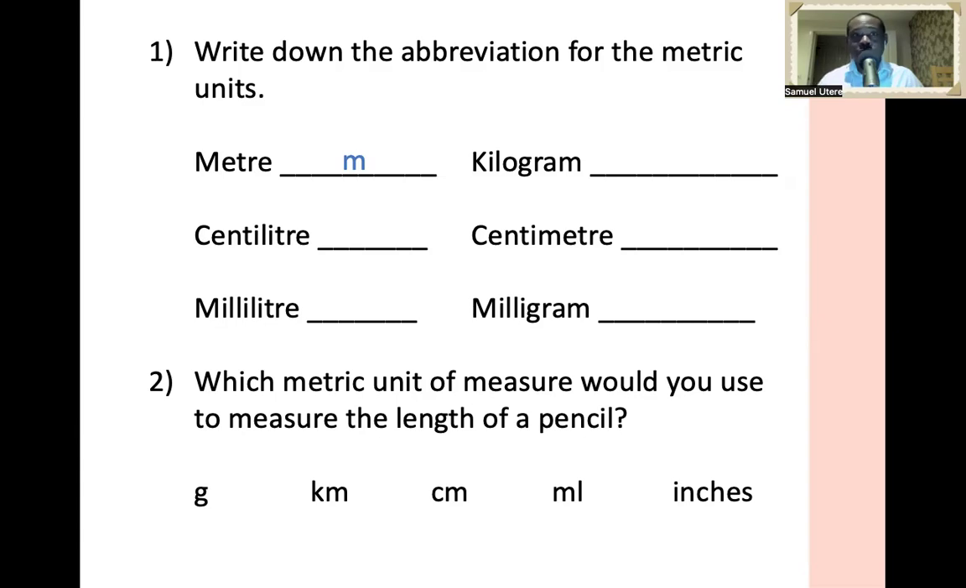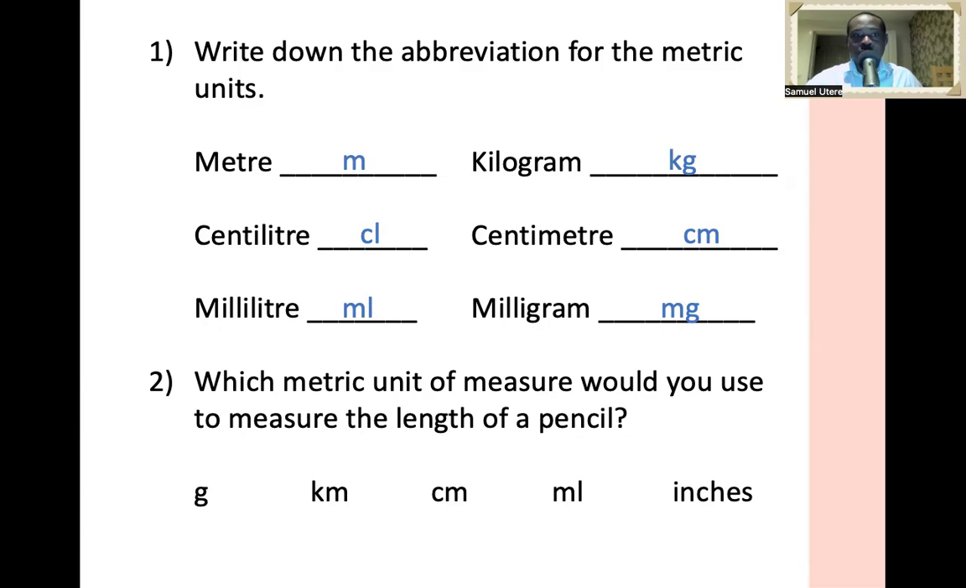Okay, so the abbreviation for meters is m. The abbreviation for kilogram is kg. The abbreviation for centiliter is cl. The abbreviation for centimeter is cm. The abbreviation for milliliter is ml. The abbreviation for milligram is mg.